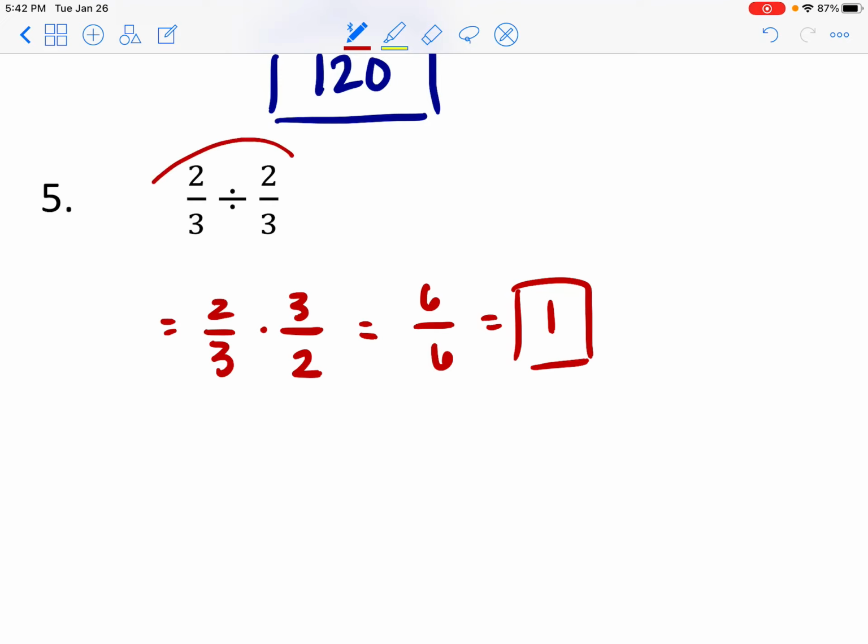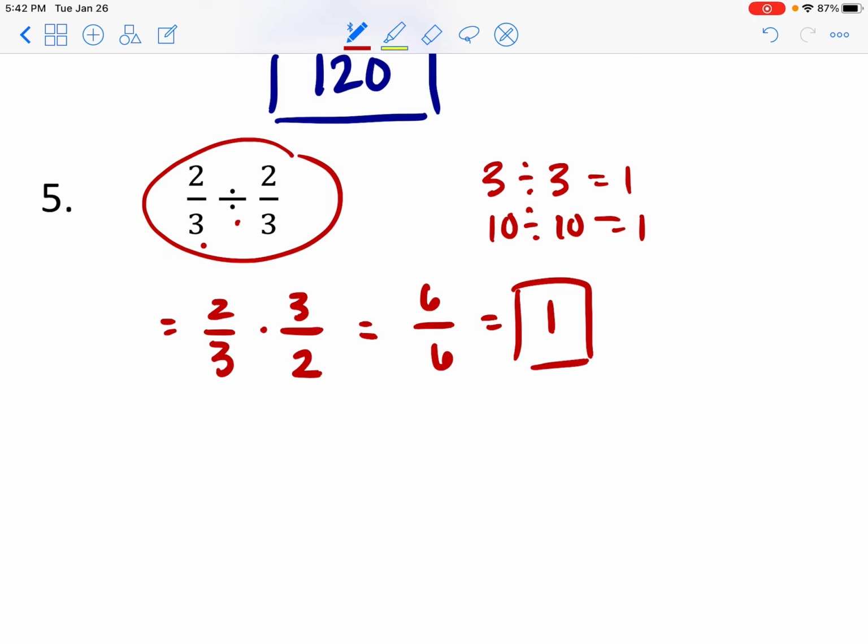It should also make sense if you're just thinking about this, right? You know, when you divide something by itself, like 3 divided by 3, you get 1, or 10 divided by 10, you get 1. If you have 2/3 divided by itself, it should make sense that that ends up being 1 as well.